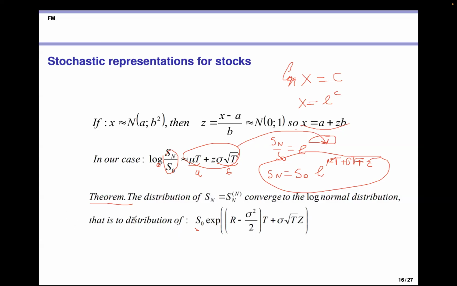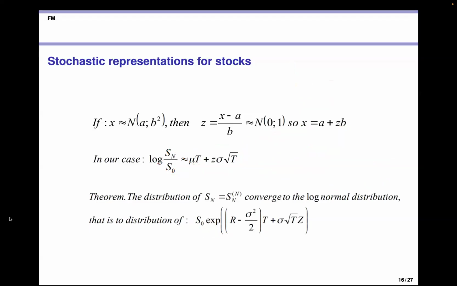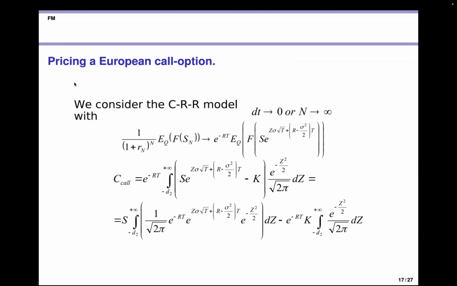Okay? And it's very important because it is like a model for stock prices. So we model stock prices with a stochastic representation. After that, we go on, and we need to price a European call option. This formula will be obtained as the limiting case of the Cox-Ross-Rubinstein model, where dt tends to 0 and the number of steps tends to infinity.